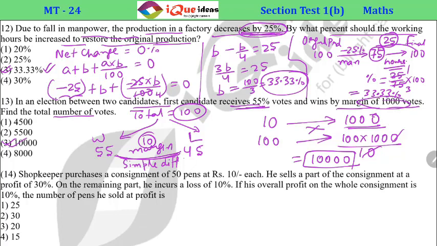The shopkeeper purchases a consignment of 50 pens at rupees 10 each. He sells a part of the consignment at a profit of 30%. On the remaining part, he incurs a loss of 10%. If his overall profit on the whole consignment is 10%, the number of pens he sold at a profit is. Now, this is a direct question of alligation. If you remember, how does the alligation apply? We don't even need this 10 rupees each. We just need 50 pens and we need these profits and losses.